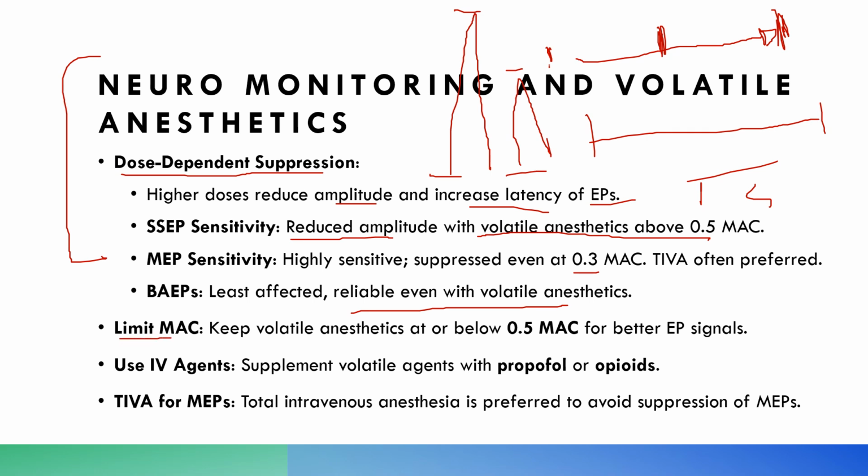So goals are to limit MAC. We want to keep volatile anesthetics at a half MAC or lower. We want to use IV agents to supplement our volatile agents if we have to use them, or solely use these IV agents. And obviously TIVA is going to be best. It is definitely the standard that we want to use.